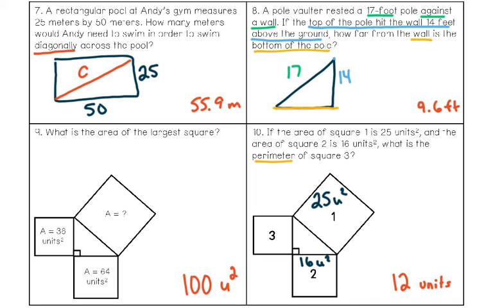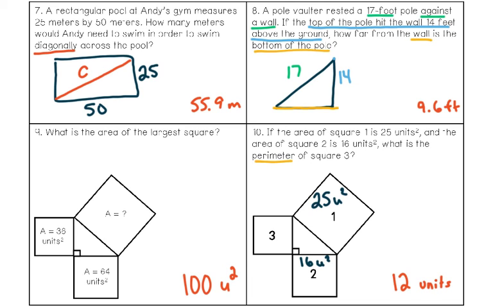So on number 7, you're looking at a rectangular pool, so I drew a rectangle. I know that it's 25 by 50, so that would be the width and the length of the pool. That makes a right angle. When I draw the diagonal, that makes a right triangle. So I would do 25 squared plus 50 squared equals c squared. The square root of 3,125 is about 55.9, and that would be in meters.